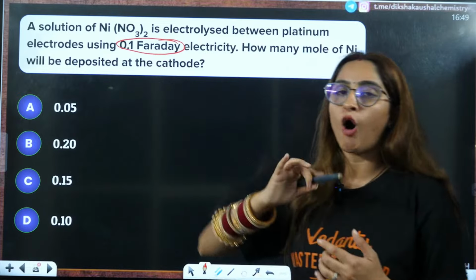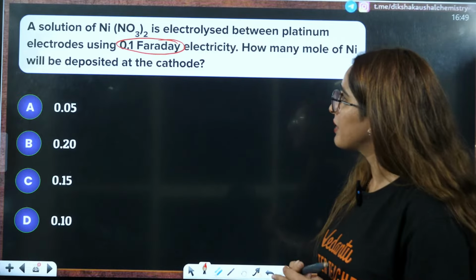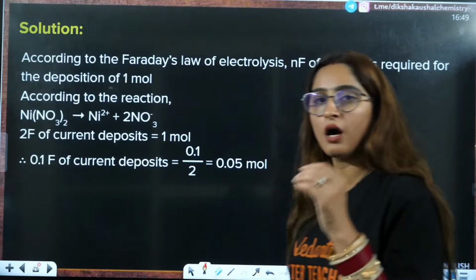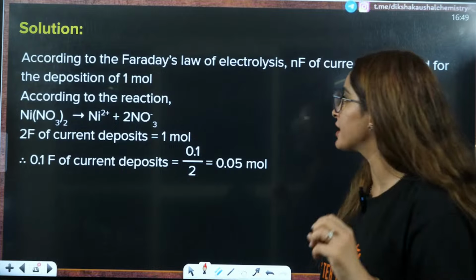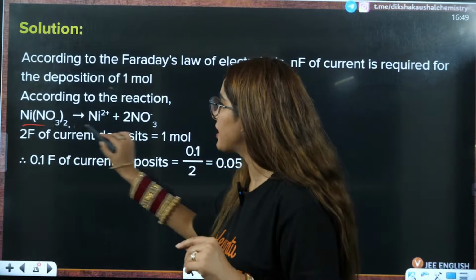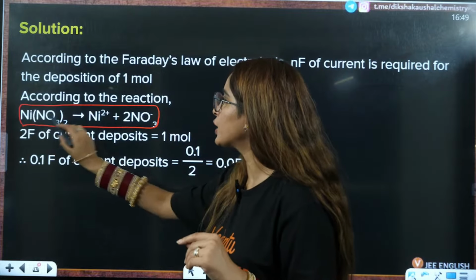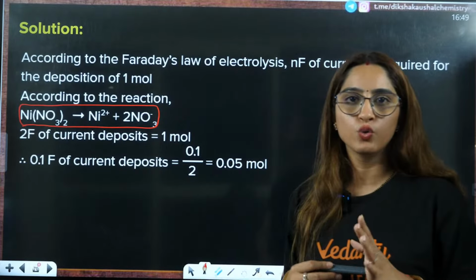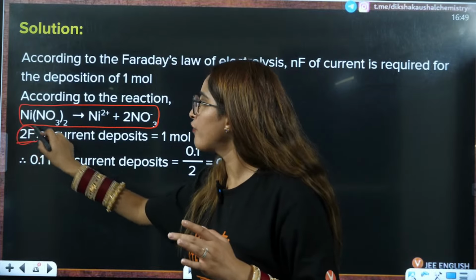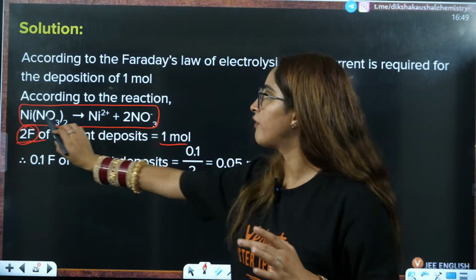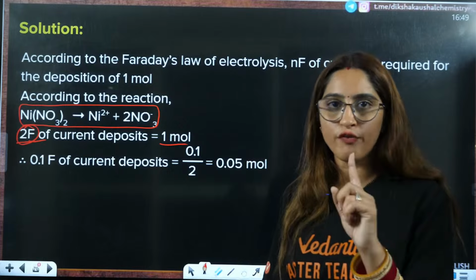You have to see how many moles you need. See, for 1 mole, how many Faradays you are using. If you see this question, we can see that nickel is losing 2 electrons here. So that means 2 Faraday is used by 1 mole. 1 mole of Ni(NO3)2 is using 2 Faraday.